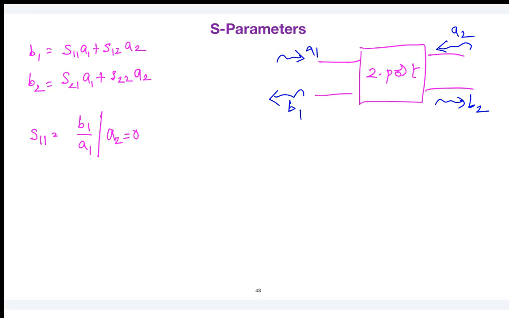So in that case, your A2 will be zero. Can you tell me what this reflected voltage divided by the incident voltage is? Gamma. It is basically the reflection coefficient, correct? So when you are measuring S11, the contribution of A2 will be zero, which means there is no transmission from the second port. So B1 is purely due to the reflection from A1. The ratio of B1 by A1, the reflected voltage by the incident voltage, is the reflection coefficient at port 1.